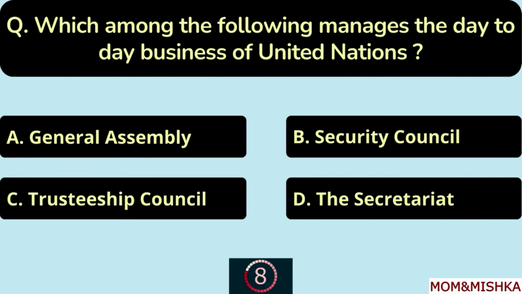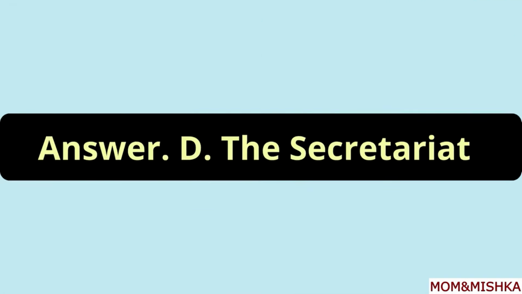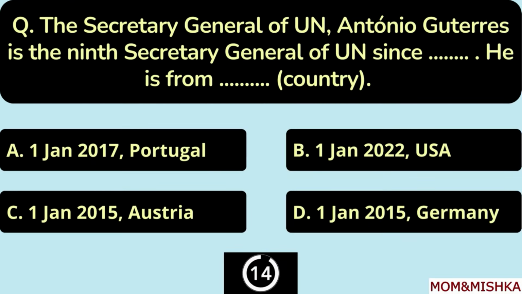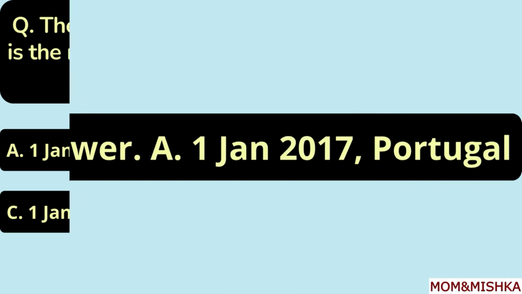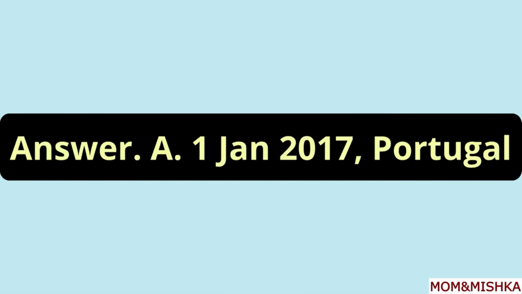Which among the following manages the day-to-day business of the United Nations? Option D, the Secretariat. The Secretary General of the UN, Antonio Guterres, is the 9th Secretary General of the UN since blank. He is from blank country. From 1st January 2017, he is from Portugal. Option A.